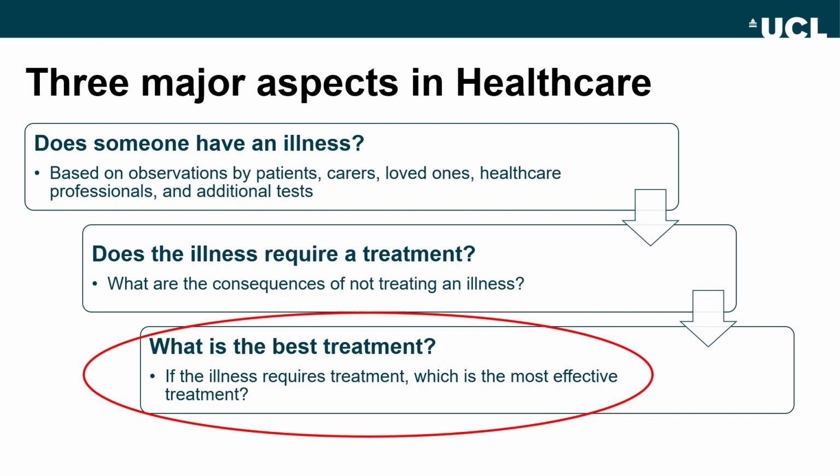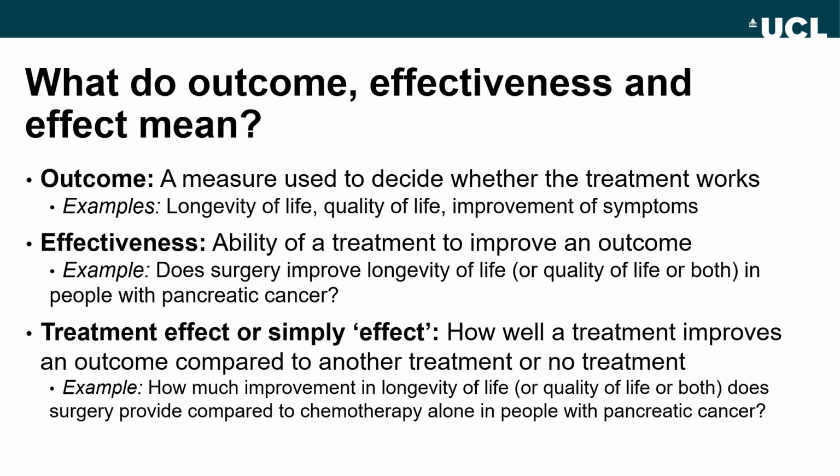Before we go on further, it is important to describe certain terms and concepts. What is an outcome? An outcome is a measure used to decide whether the treatment works. Some examples include longevity of life, quality of life, or improvement of symptoms. A short while ago, I mentioned that this presentation focuses on the most effective treatment for an illness when it requires treatment.